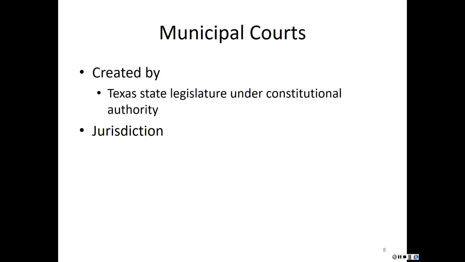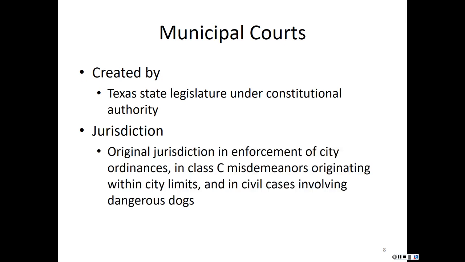Jurisdiction. Municipal courts have original jurisdiction in enforcement of city ordinances and Class C misdemeanors originating within city limits, and in civil cases involving dangerous dogs. So, city ordinances, noise ordinances, might be site ordinances.